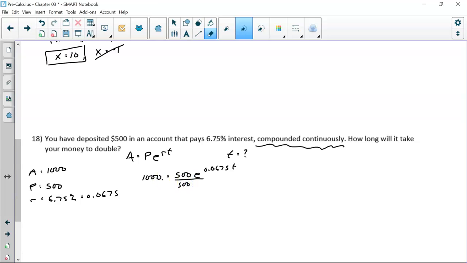Isolate the e. Divide both sides by 500. 2 equals e to the 0.0675t. To undo the e, we're going to take the natural log of both sides. The natural log of 2 equals the natural log of e to the 0.0675t. The natural log of 2 equals, the natural log and the e cancel, 0.0675t, and then divide both sides by 0.0675.